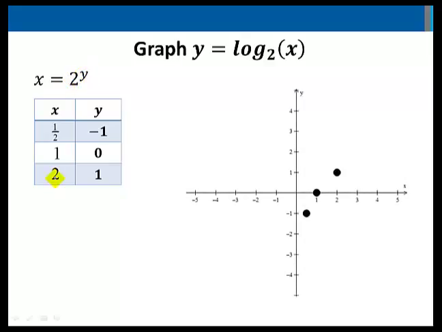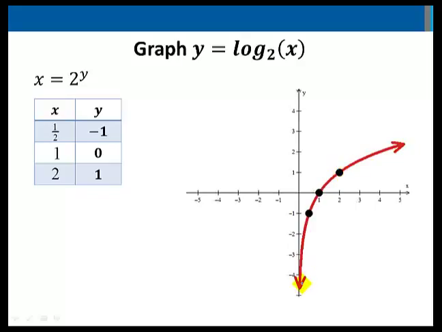We'll plot these 3 points, (1/2, negative 1), (1, 0), and (2, 1) on the graph. Connect with a nice smooth curve. This is a graph of y equals log to the base 2 of x. Note that as x approaches 0, y is approaching negative infinity. As x approaches infinity, y is also approaching infinity.